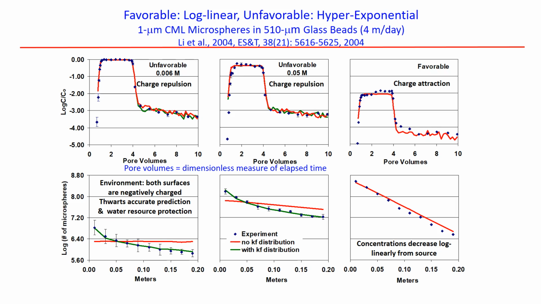And to match the experiments, we have to simulate with a decreasing KF. That is, the population becomes less prone to attachment as it moves through the media, which is a very important challenge for water resource protection and prediction for the purpose of remediation. So we want to understand what's controlling this continuum scale behavior.